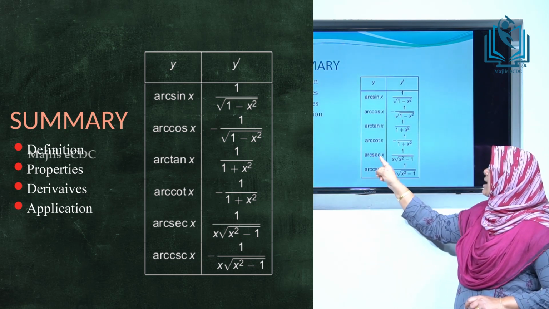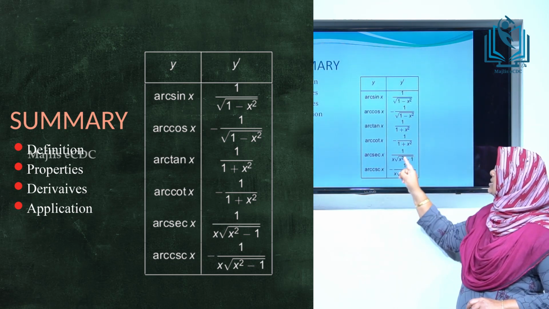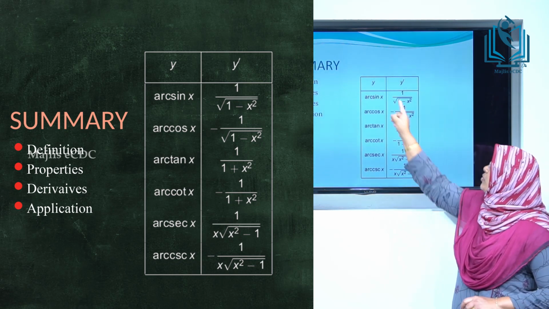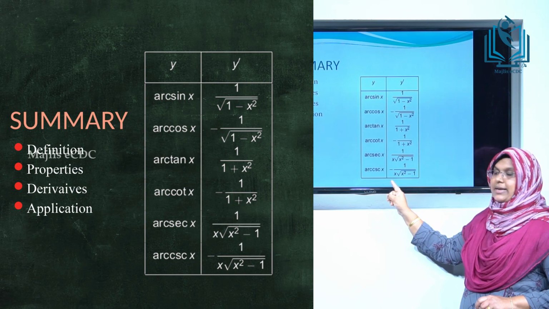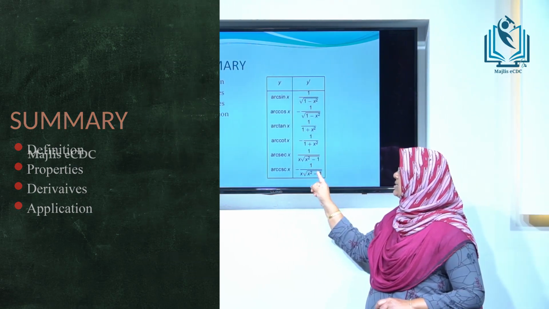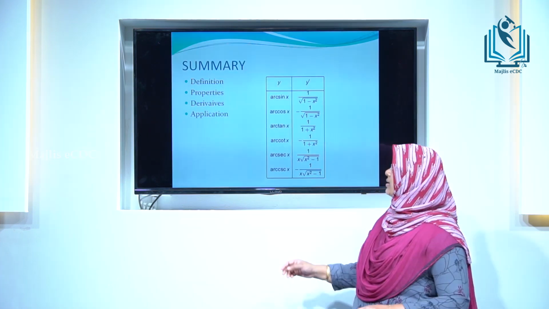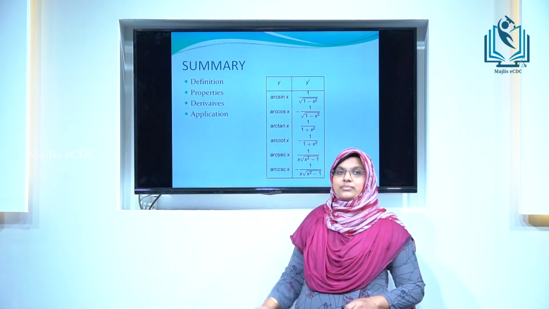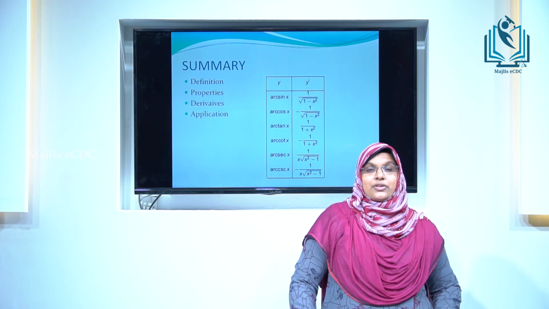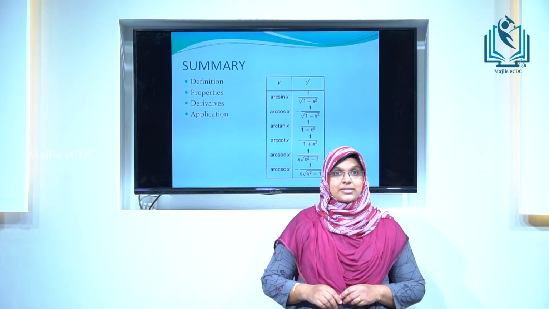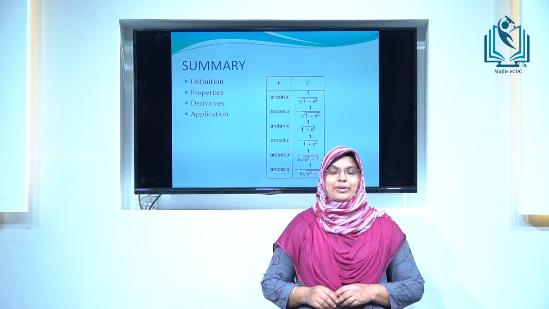For y equals arc sec x, y dash equals 1 by x into root of x squared minus 1. For y equals arc cosec x, y dash equals minus 1 by x into root of x squared minus 1. And for application, through an example, we have learned how to apply inverse trigonometric functions to simplify our problems.